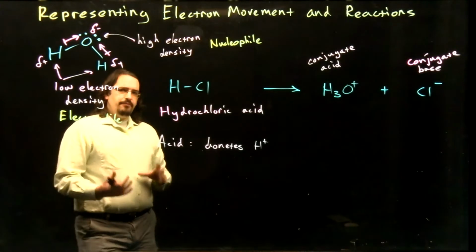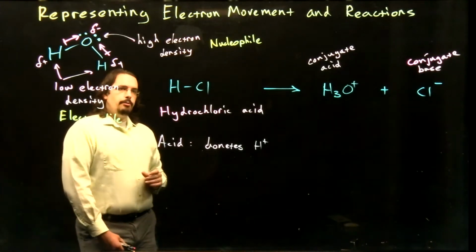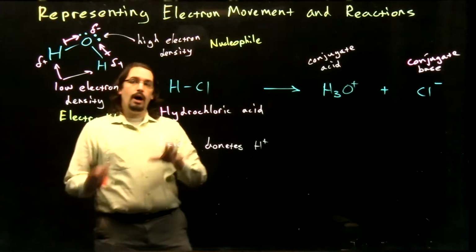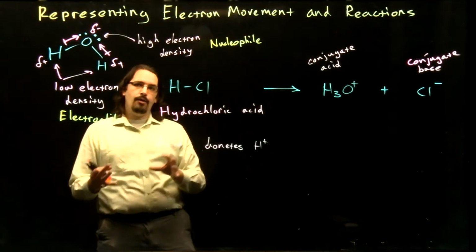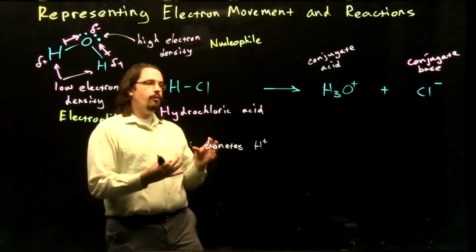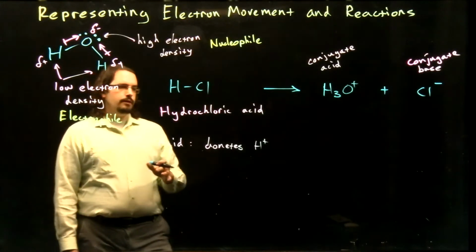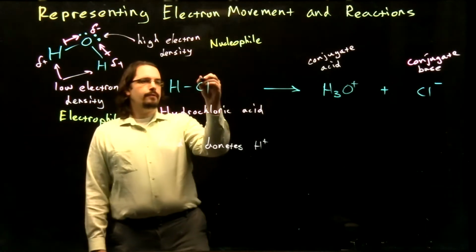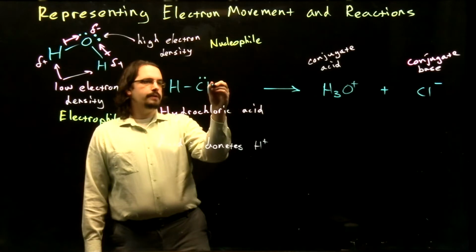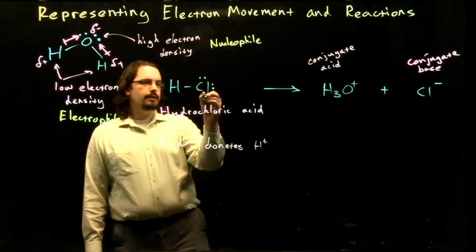Now we want to go a step further here in organic chemistry, and we want to actually show why this reaction is occurring and how our electrons are moving in order to make this reaction happen. So let's take a closer look here. So first with our hydrochloric acid, we want to add in our extra electrons.